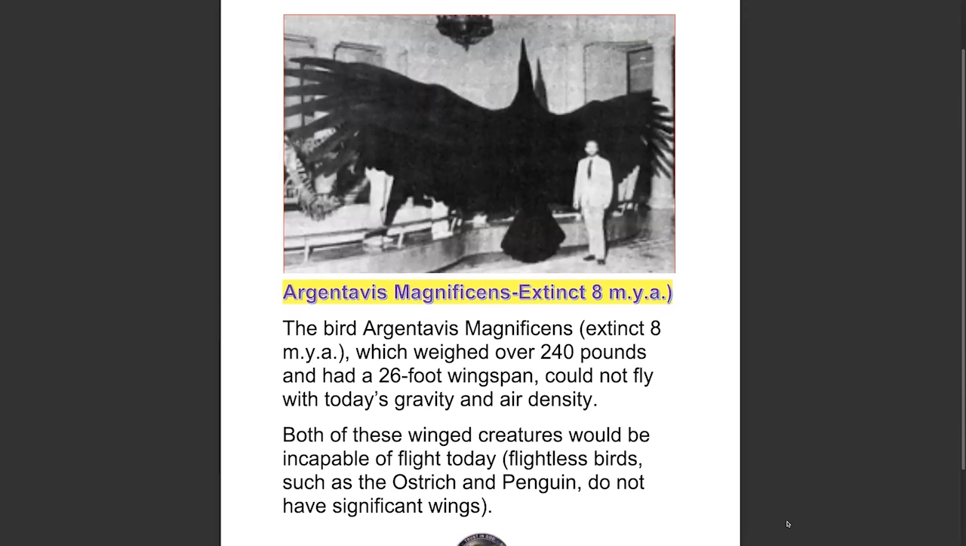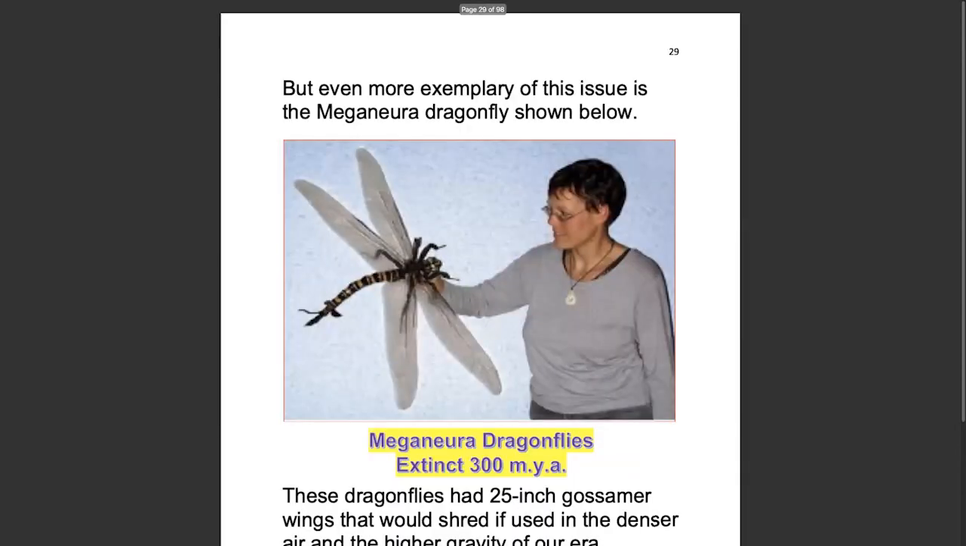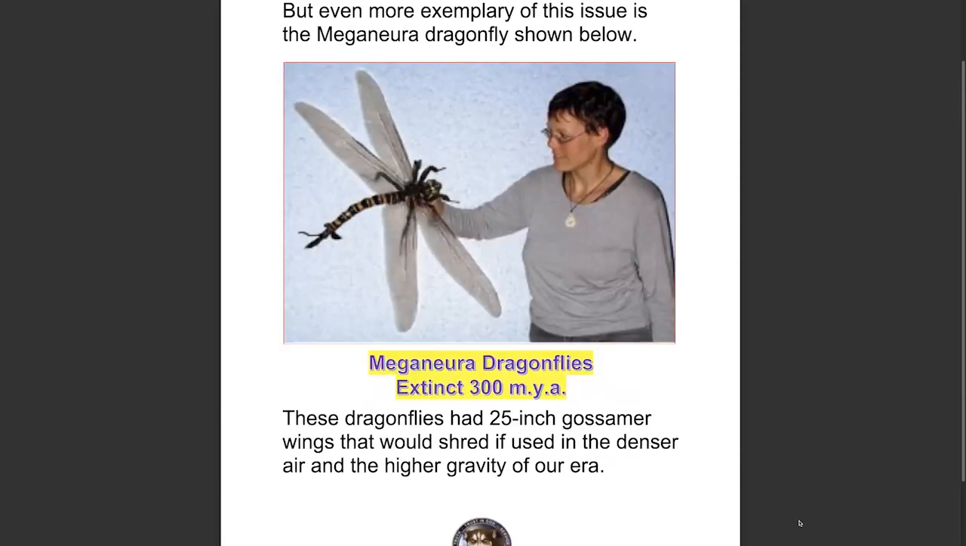They would be incapable. Flightless birds are things like ostriches and penguins. They don't have significant wings because they're not using them for flight. Penguins use them in the water. But even more exemplary of the issue that I'm speaking to is this incredible dragonfly, Meganeura. These dragonflies had 25-inch wings, which are gossamer. I mean, look at a dragonfly, it's a gossamer wing. It would shred if it's used in today's air due to the density.